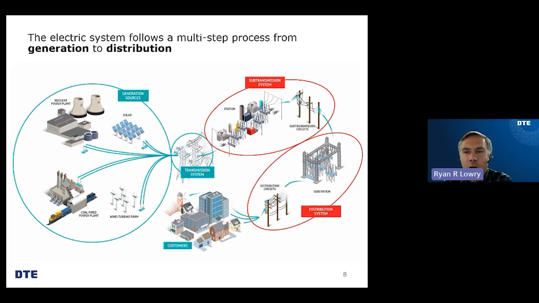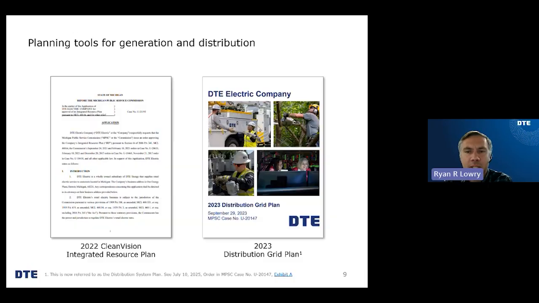So in addition to talking to you about the generation and distribution system, we'll also be introducing you to how we plan for the future of these systems. We use planning tools called the Integrated Resource Plan and the Distribution System Plan, and we'll describe these tools to you later. Now, I'd like to welcome Christina, who will describe how DTE is planning for our long-term generation transformation.